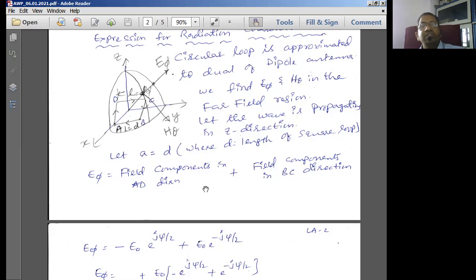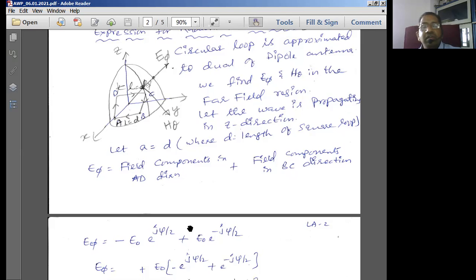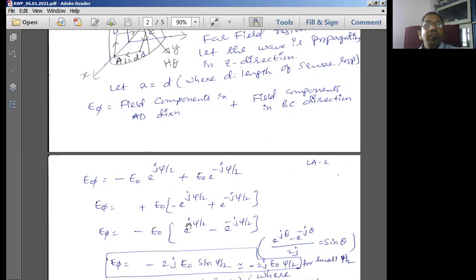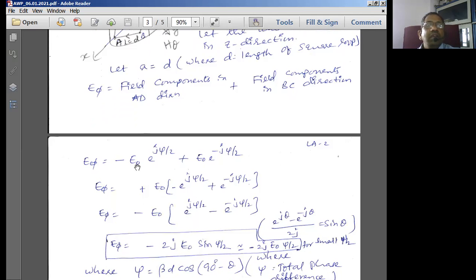So E phi, the electric field component, is going to flow along these two dipoles. Therefore, we have to consider the electric field flowing through these two dipoles. A to D is one dipole, BC is another dipole. So the field components in the A to D direction and in the B to C direction have to be considered. If the B to C direction is the reference direction, we can simply write E naught, the vector quantity of the electric field. This E naught is taken as minus E naught with respect to this.